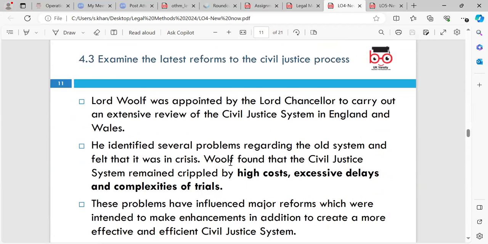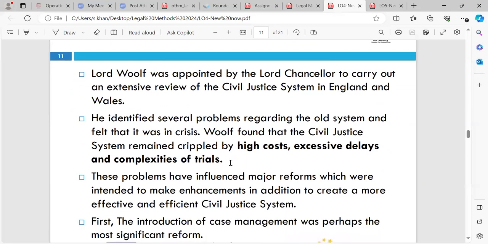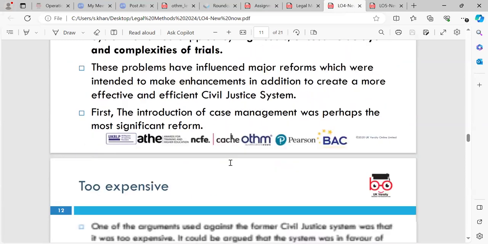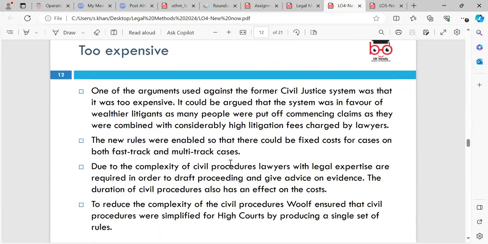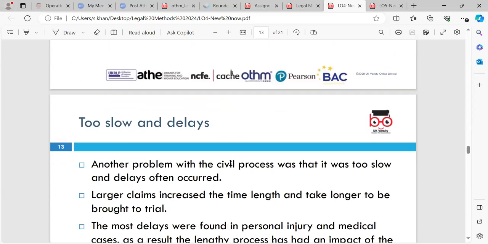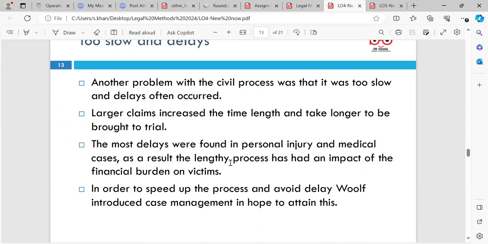We then went on to 4.3 and looked at the latest reforms to the civil justice process, so how there was a need to reform it and how there are several problems within the justice system, things like high costs, excessive delays and complexities of trials. We then went on to look at each element. So firstly, how expensive it is, how slow it is and how there are so many delays within it.